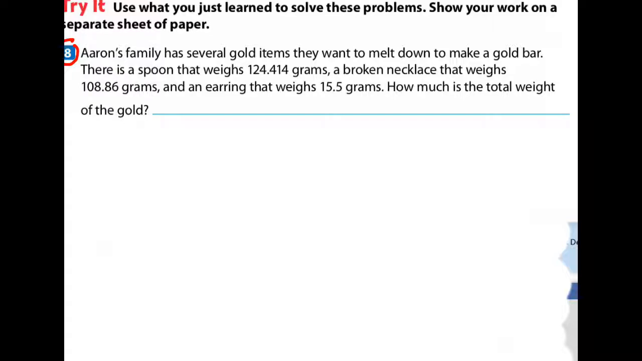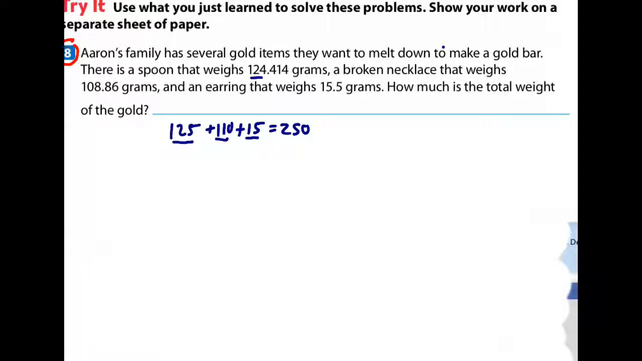Now, I'm going to do a little estimating first. First, this 124.414 is about 125. 108 is about 110. And 15.5 is about 15 or 16. So I'm going to add those up mentally. So 125 plus 110 is 235, 245, 250. So altogether, it's about 250 grams. Now, I'm going to find the exact answer. And if it's close to 250, I at least know my answer is reasonable, even if I made a mistake.